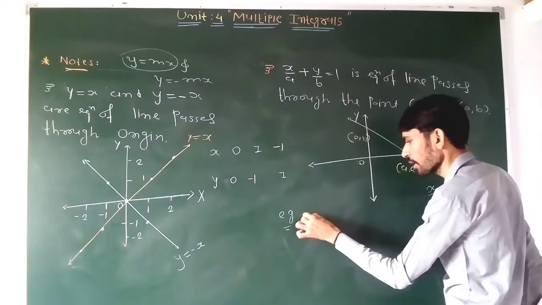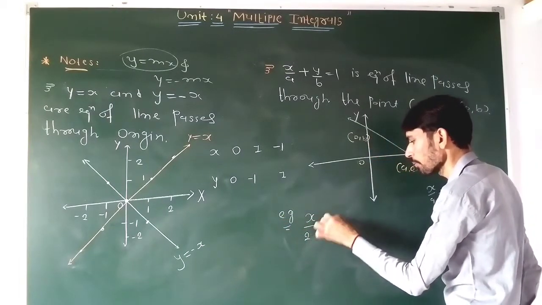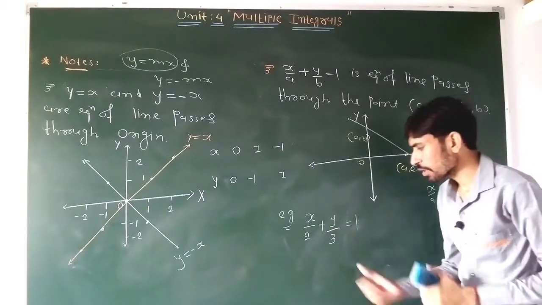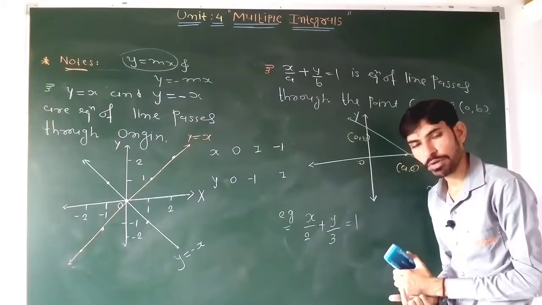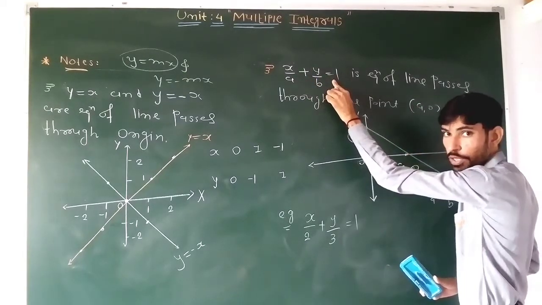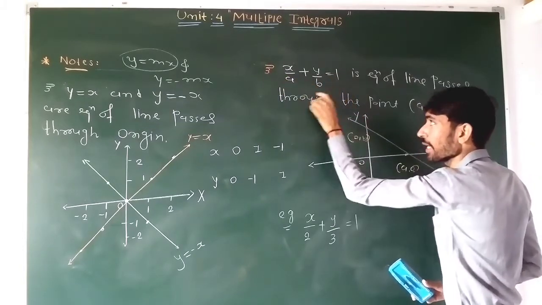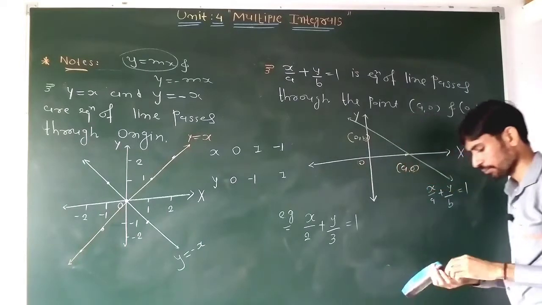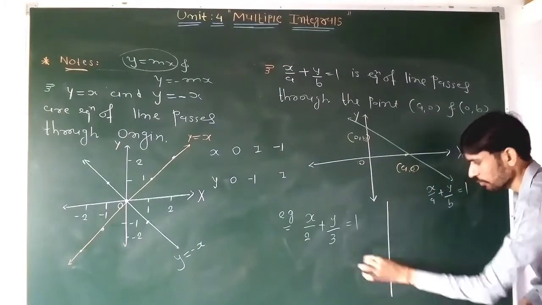Now to draw the line x by 2 plus y by 3 is equal to 1. We have to draw this line in the XY plane, so which points will it pass through? x upon a plus y upon b is equal to 1 passes through the point a0 and 0b. So this line passes through the point 2 0 and 0 3. If we draw it in the XY plane, it will be drawn like this.